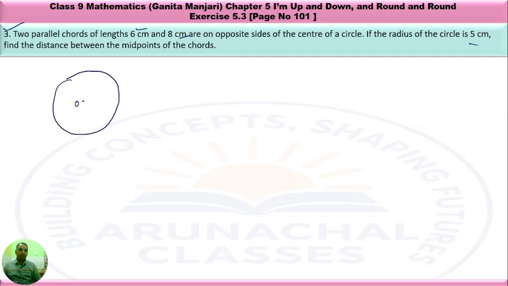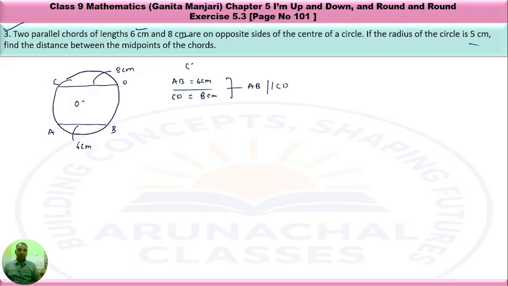So one is chord AB, whose length is 6 centimeter. So I'm just writing chord AB length as 6 centimeter, and chord CD, that length is given as 8 centimeter, and these two chords AB and CD are parallel to each other. So this is what is given about the chords in the question.